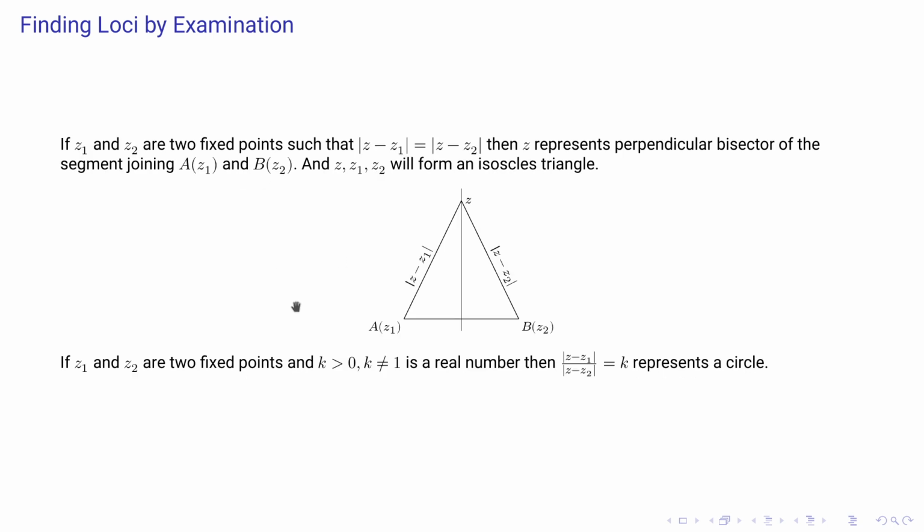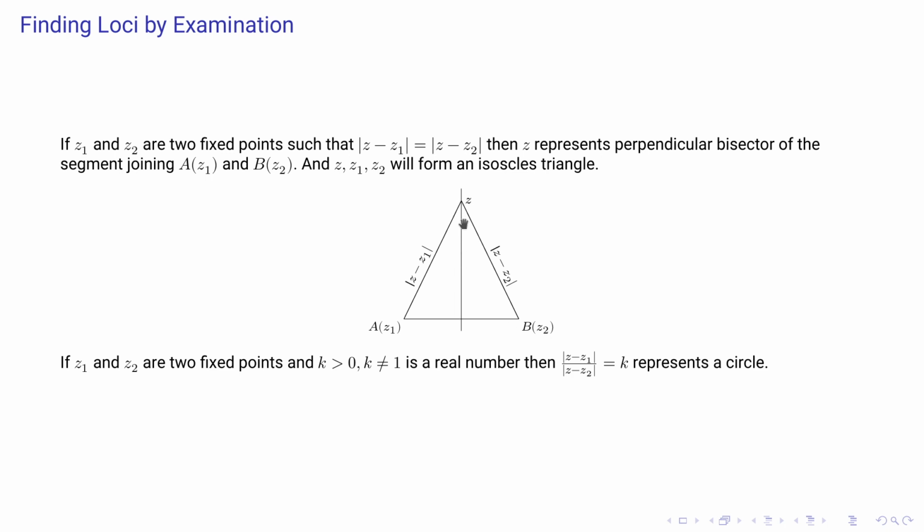Now suppose we have 2 points A and B, and there is a point Z such that mod of Z minus Z1 is equal to mod of Z minus Z2. Then Z will represent the locus of this vertical line, and this will be the perpendicular bisector of this segment. So mod of Z minus Z1 will be equal to mod of Z minus Z2. So you see how this will form into a picture.